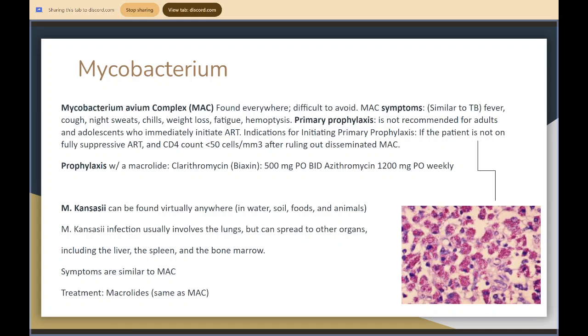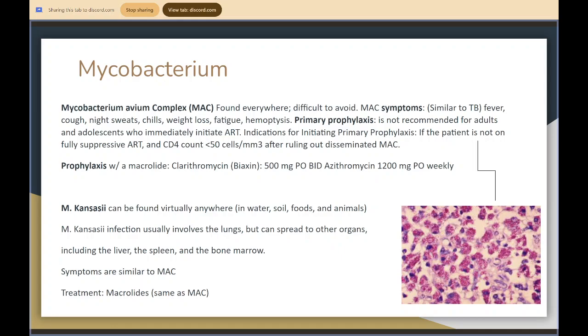Primary prophylaxis for MAC is not recommended for adults and adolescents who immediately initiate ART. If their antiretroviral therapy is not fully suppressive and the CD4 count is below 50, we rule out disseminated MAC. We can start prophylaxis with a macrolide: clarithromycin, aka Biaxin, 500 mg PO BID, or azithromycin, 1200 milligrams orally weekly.